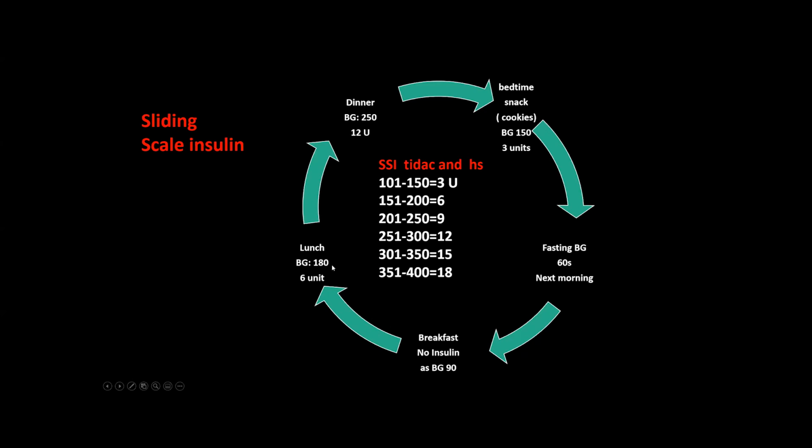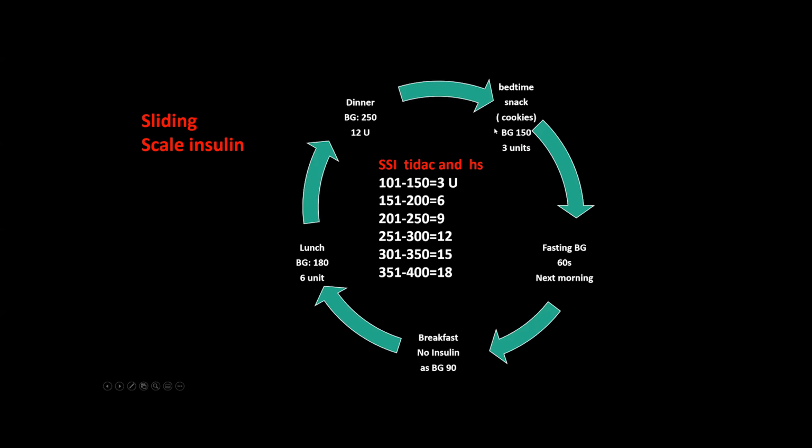And then at lunchtime, it went up high because he did not get the insulin. And then he got the 6 units according to the scale. And then at dinner, it is not enough, so at dinner it goes higher, because it's not enough to cover the lunch meal. And then he got the 12 units according to the scale again.